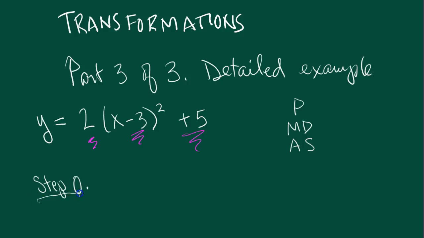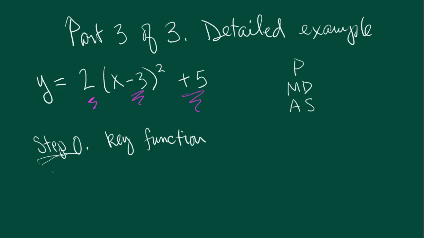Step 0, which comes even before step 1, is always going to be a key function. Now, we know from looking at this that it's a quadratic. It has this exponent of 2, and so it's going to be a parabola. And the point here is that the key function that gives this graph its essential shape is y is equal to x squared.